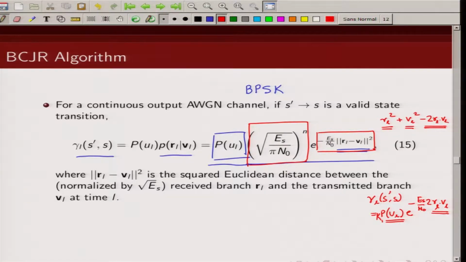So, for an additive white Gaussian noise channel, when we are employing BPSK modulation, we can simplify our expression for gamma. This can be written as e raised to the power minus E S by N naught, 2 times R L dot V L. Now, what is this R L dot V L? We will illustrate this with an example when we show an example. The point I am trying to make is that this expression for computation of gamma for an additive white Gaussian noise channel essentially depends on two terms. One is this and another is this term.